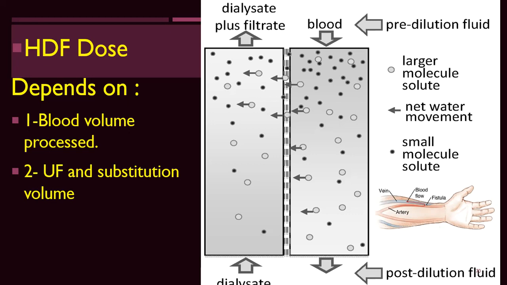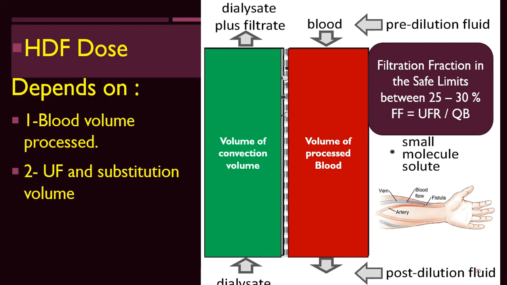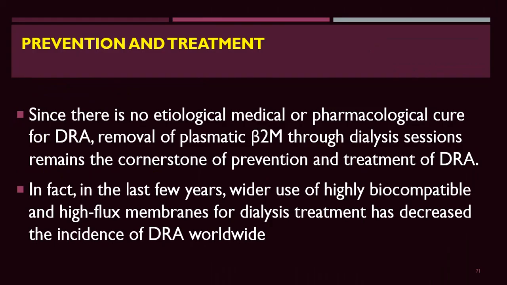Increasing the dose of hemodiafiltration by substitution above 20 liters improves dialysis-related amyloidosis. So, prevention and treatment. Since there is no etiological, medical, or pharmacological cure for dialysis-related amyloidosis, removal of plasma beta 2 microglobulin through the dialysis session remains a cornerstone of prevention and treatment. In fact, in the last few years, wider use of highly biocompatible, high flux membranes for dialysis treatment has decreased the incidence of dialysis-related amyloidosis worldwide.